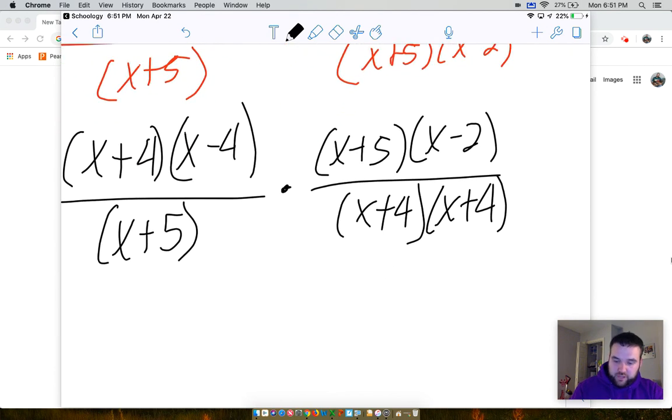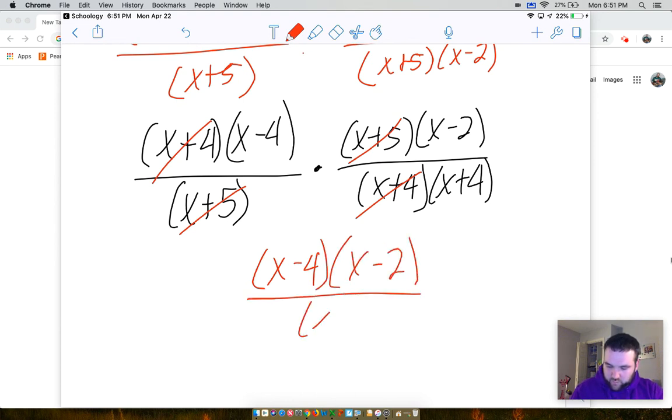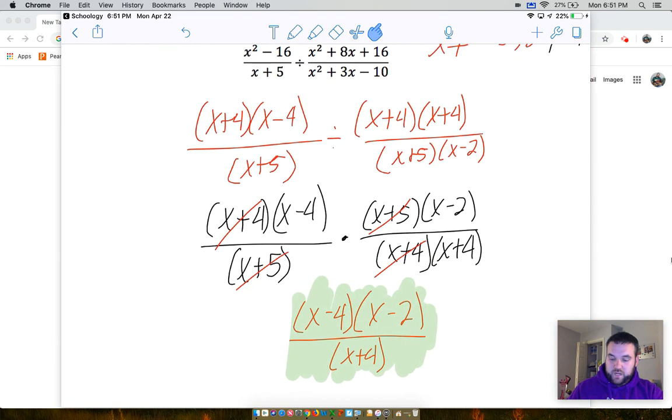And then from here, I'm just going to cancel. So I see x plus 5 and x plus 5, x plus 4 cancels x plus 4. And then that's all I have left. So I got x minus 4 times x minus 2 all over x plus 4. And that is my end result. So factor, talk about domain, flip, talk about domain again, and then just cancel stuff out.